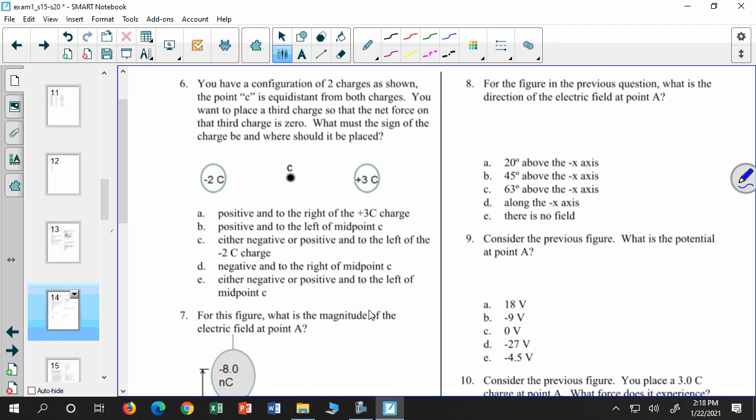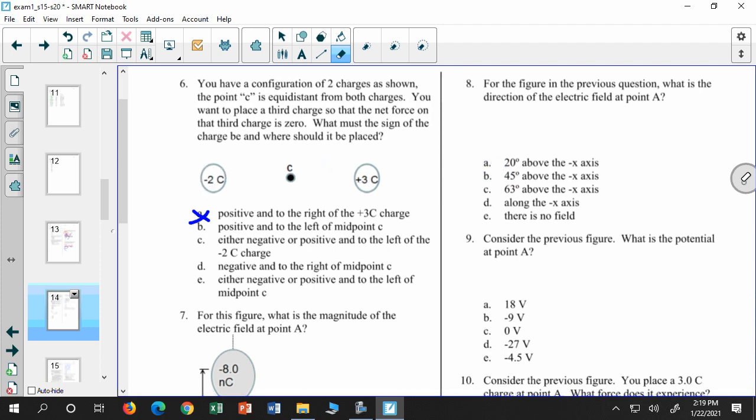Let's just start playing around. I don't know what the answer is, so let's go through the options. Should it be positive and to the right of the +3 coulomb charge? If I put a positive charge there, I get a really big force due to this charge and a really small force due to this charge, because the -2 charge is smaller and farther away, so that makes a smaller force. Not A. Let's look at B.